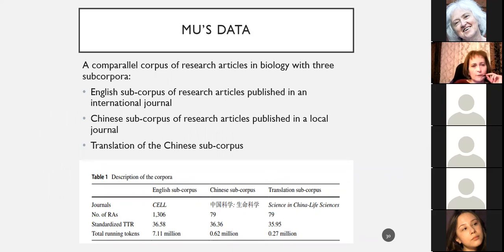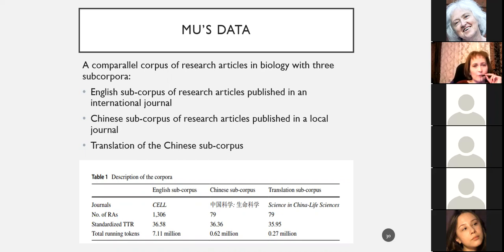So the first subcorpus was an English subcorpus of research articles published in an international journal. Well, in fact, the author claims that the articles were written by native speakers, though it is not mentioned in the paper how he checked that the authors of those papers were really native speakers of English.